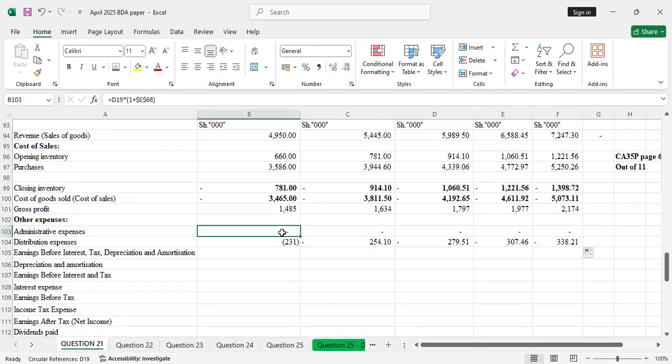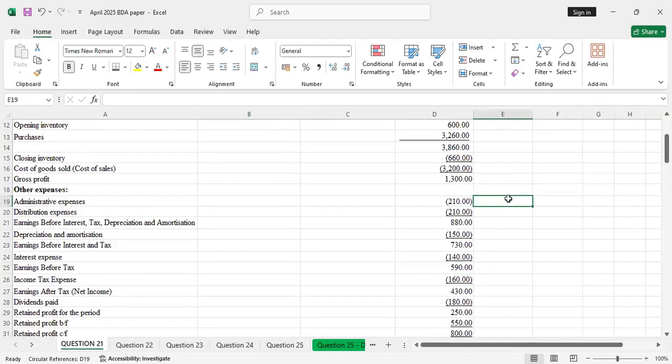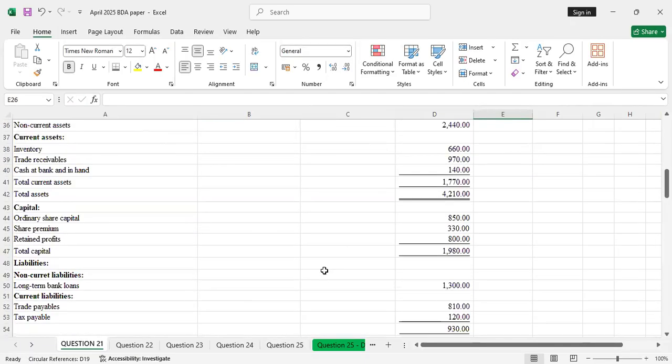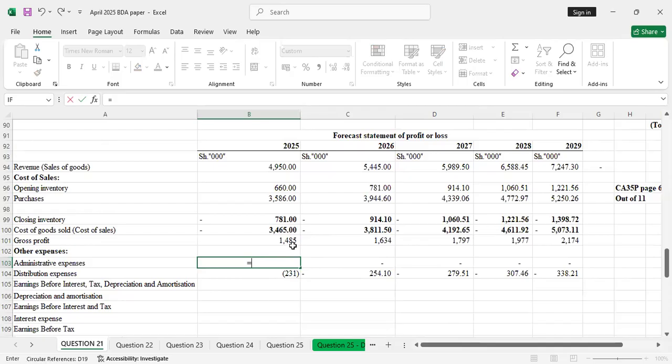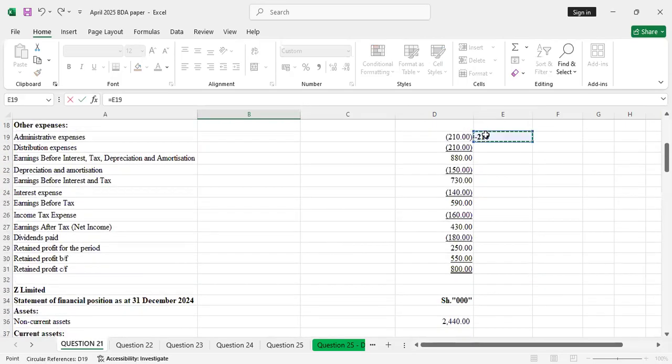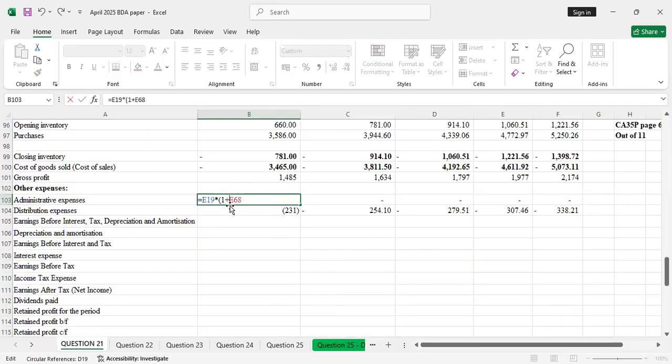I'll drag that. So that's okay. Let me have this to 10 for administrative somewhere here. See if I select it here, it will be able. It was negative. Let me just say negative 210. Yes, I'll repeat it here. So I'll say equals to that times the growth rate, bracket 1 plus the growth rate for administrative was 5%, that one. Yes, I'll lock it completely.